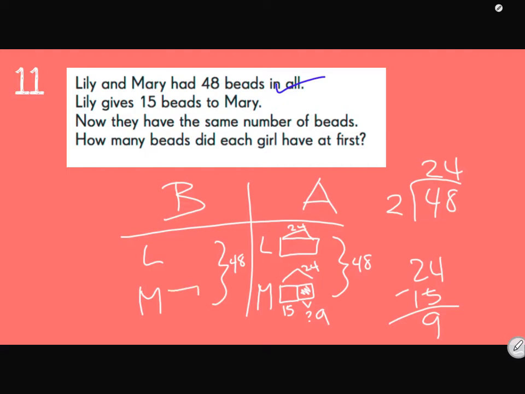So Mary had 9 beads at first, and then Lily has 24 here, but remember she gave 15 away, which means before she had 15 more. So if I add these up, that means that Lily started with 39 beads. And then you can double check to be sure. 39 plus 9 is 48, and if 15 was taken from 39 and added to 9, you would get 24. So everything checks out. And we know that Lily had 39 and that Mary had 9 beads at first.